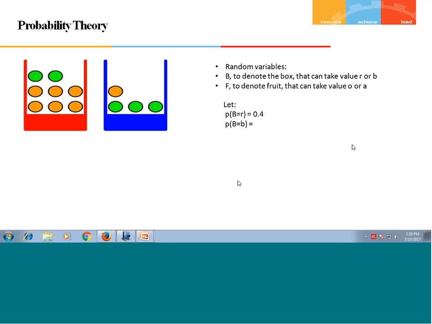It's recording. So this is probability theory. In this example, we have two boxes. One is the red box, and the other is the blue box.